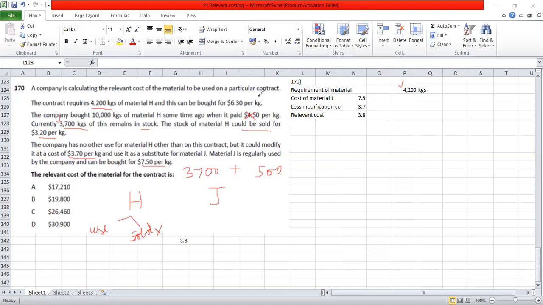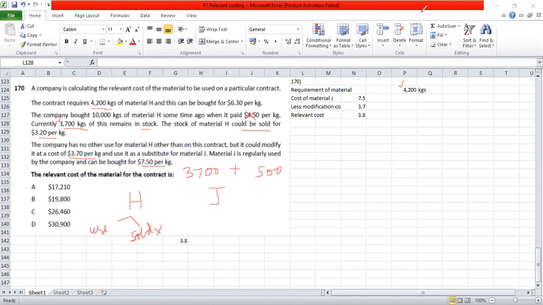Yes, ma'am. But what do you say? Because we can have two things for 3,700 kgs of material. Then, ma'am, we can either spend 3.7 per kg to make material J, or we can sell it at 3.20, ma'am. So H is modified as J, isn't it? Yes, ma'am. Okay. Ma'am, we cannot say that 4.50 is relevant because it's a sunk cost now, ma'am. So it's irrelevant. Yeah.